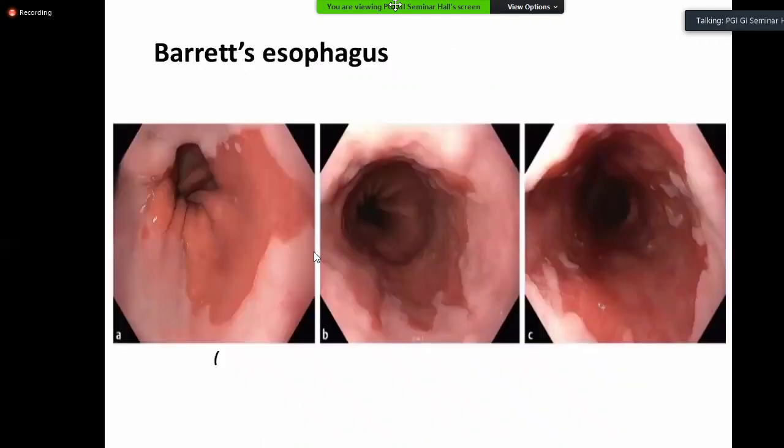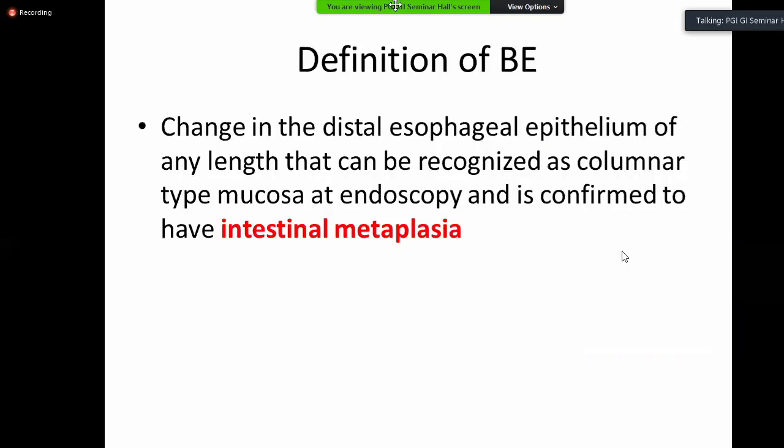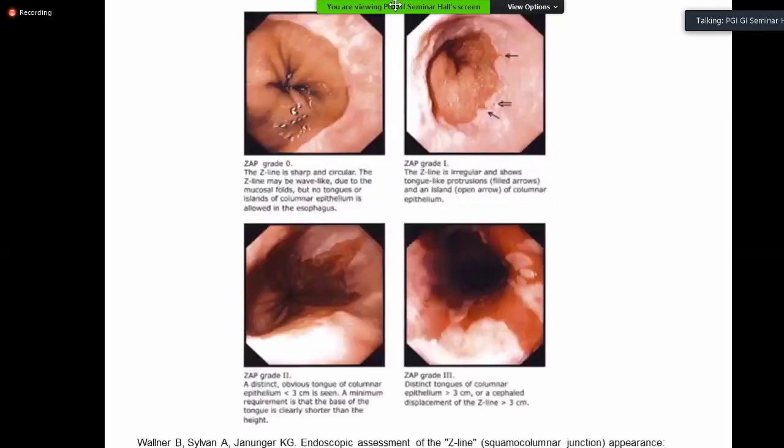Now, this is what is Barrett's esophagus. You all know the gastric mucosa, the esophageal mucosa, the Z line. So the diaphragmatic pinch, the gastric folds, and the gastric mucosa. There are different varieties, I'll come to it in the next few slides. It is a change in the distal esophageal epithelium, to any length, that can be recognized as columnar epithelium and confirmed by histology to have intestinal metaplasia.